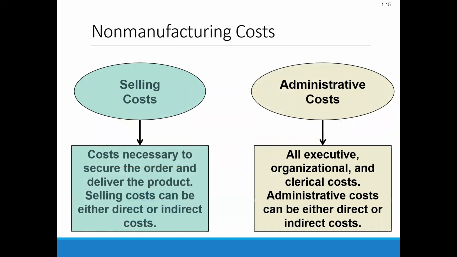Now, there are other costs in a business that may not be linked with direct labor, direct materials, and manufacturing overhead. We call these non-manufacturing costs. They're still important, but they're in a separate category. Selling costs are costs necessary to secure the order and deliver the product. Selling costs can be direct or indirect, but they're non-manufacturing costs, and those are put on the income statement in the period they were incurred.